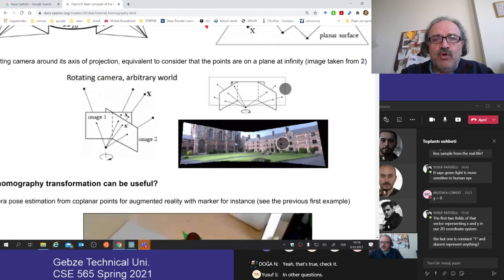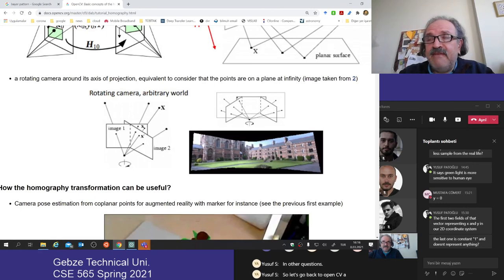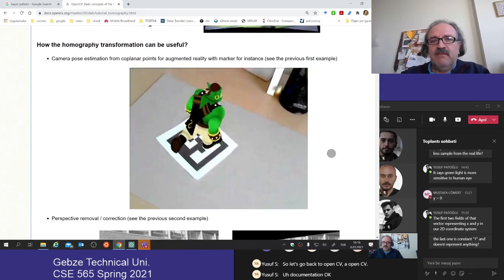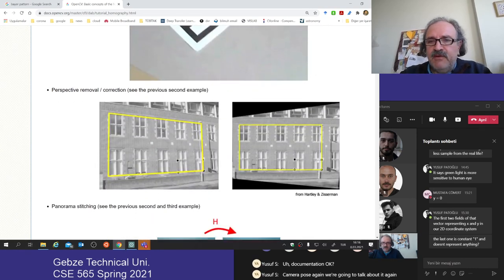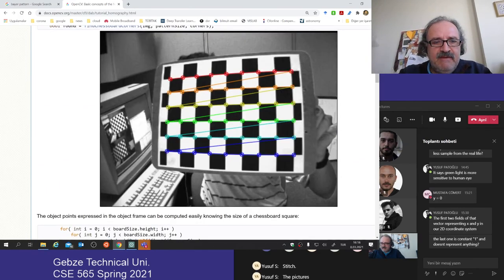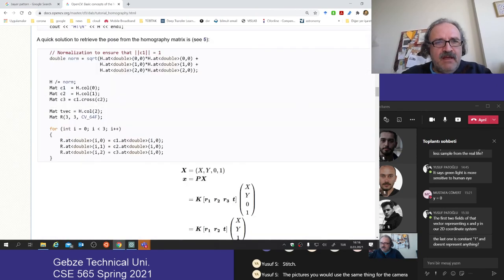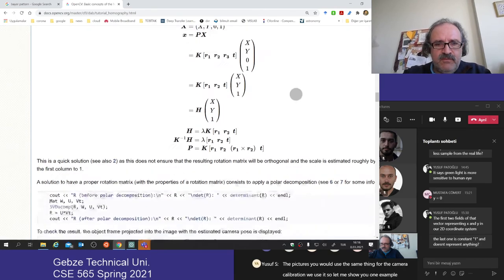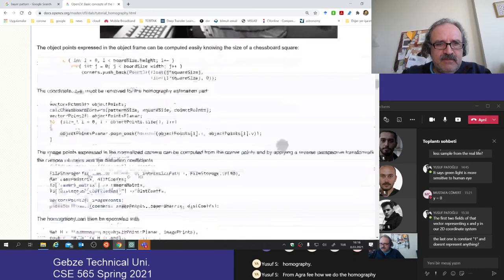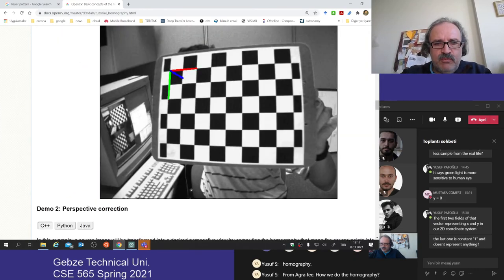So let's go back to the OpenCV documentation. Camera pose again. We are going to talk about it. Again, homographies are used. Oh, this is the same example, because it is taken from the very popular book. Again, to stitch pictures, you would use the same thing. And for the camera calibration, we use it. So let me show you one example of how we do the homography, to find the homography between two images.